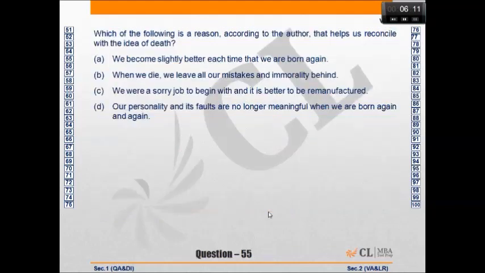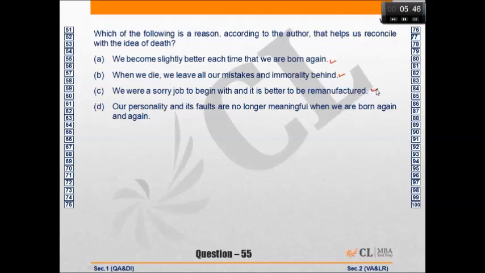Okay, let's look at the questions now. Which of the following is the reason, according to the author, that helps us reconcile with the idea of death? We become slightly better each time we are born again. Yes, I think it was mentioned. Okay, so this could be when we die, we leave all our mistakes and immortality behind. That is also mentioned. We are a sorry job to begin with, and it is better to be remanufactured.